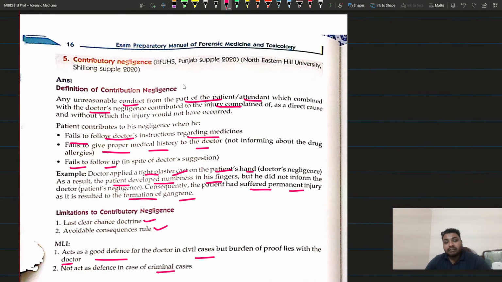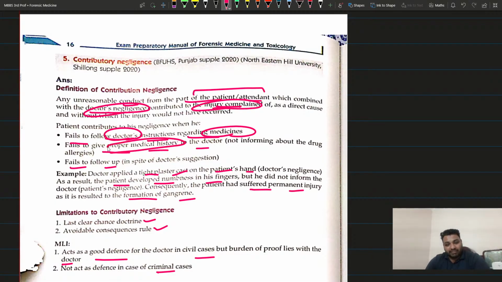Contributory negligence. It is unreasonable conduct on the part of the patient or attendants, which is combined with the doctor's negligence, and contributes to the injury complained of as a direct cause. The patient contributes to negligence when he fails to follow the doctor's instructions regarding medicine, fails to give a proper medical history to the doctor, or fails to follow up.